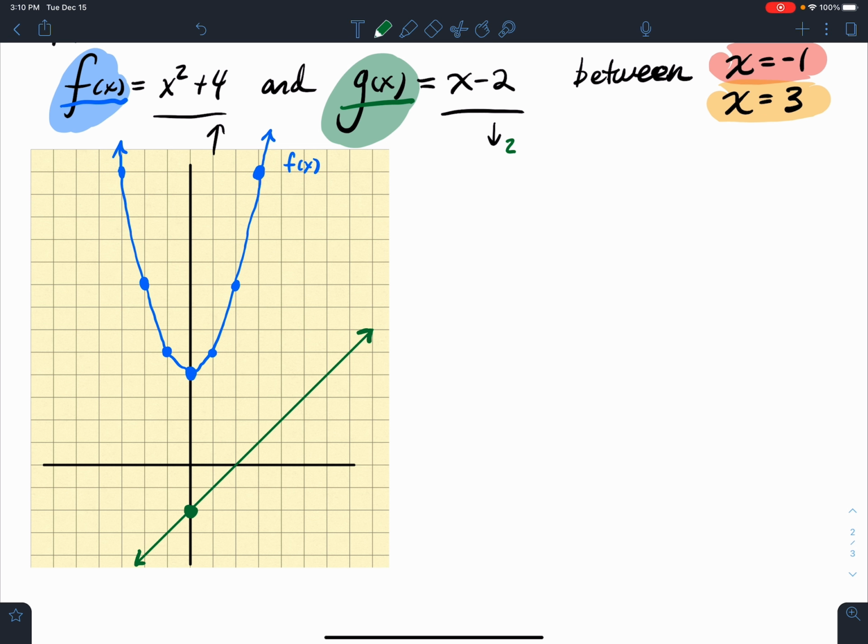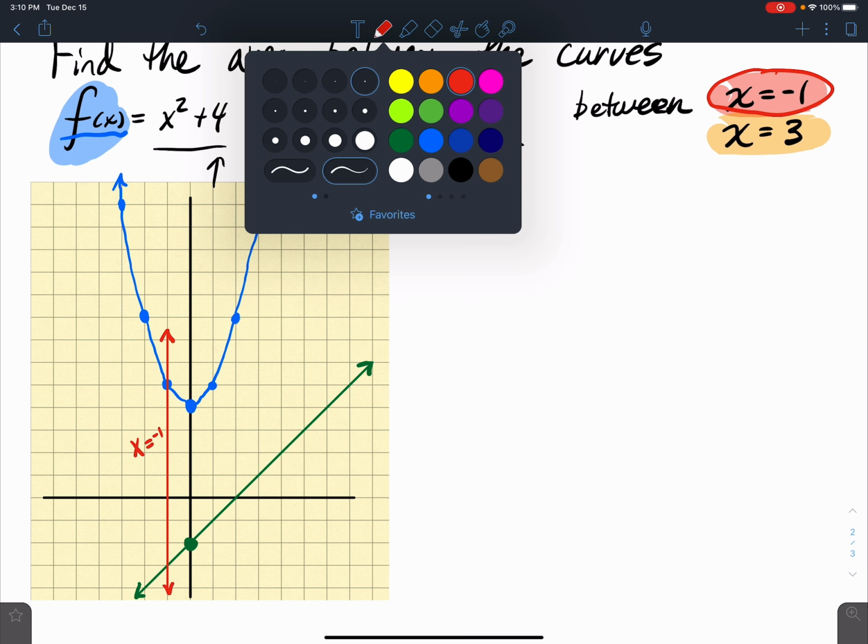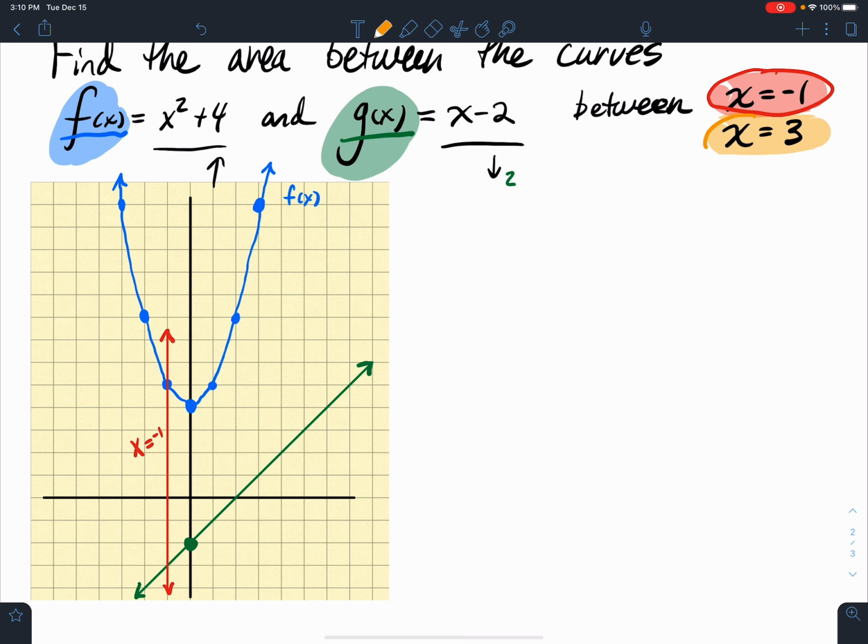Now, I have x between -1, so a vertical line, x equal -1 here. So this is x equals -1 here. A vertical line is x equals a number. And then a horizontal line, if you remember, is y equal to a number. So this is x equal to 3 for this other one. This is why I had to extend the graph out because it was such a booger. All right, so that is x equal to 3 right there.